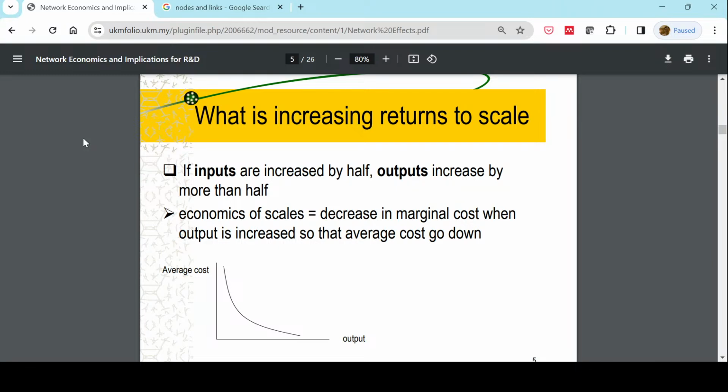Economies of scale equals decreasing marginal cost when output is increased, so that the average cost goes down. This is economies of scale, the graph here, which is average cost will go down. So we're going to see here, are they the same? Network effects, network economics, and economies of scale, are they the same?